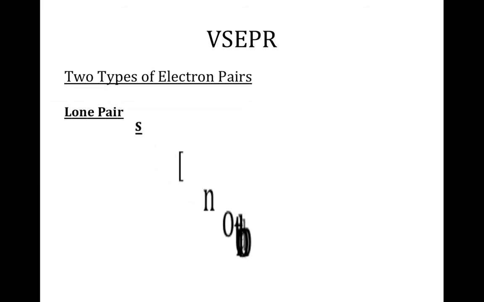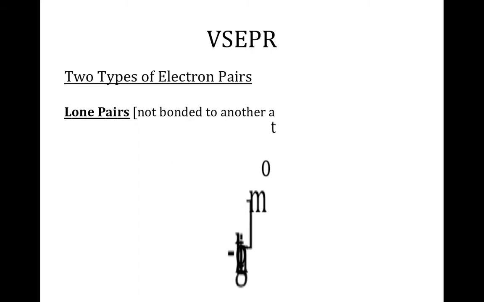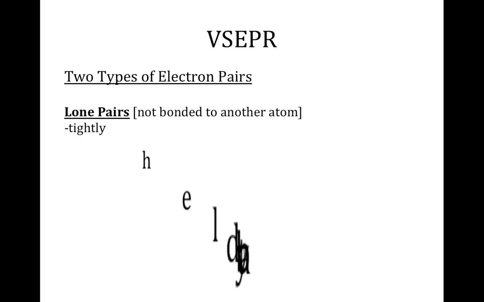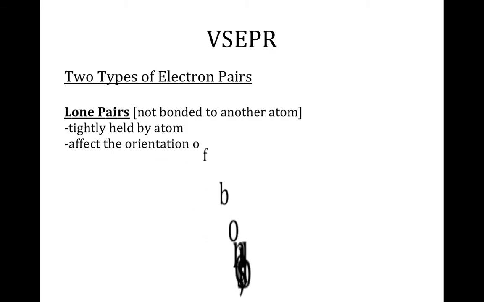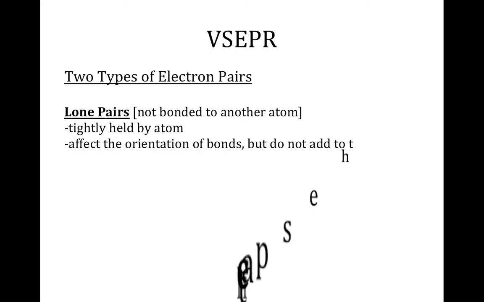So you've encountered these before. We have lone pairs of electrons. So those are electrons in a central atom that come in pairs, but they're not bonded to any other atom. So they're held very tightly because there's no other atom tugging them away. And lone pairs can distort the shape of a molecule.